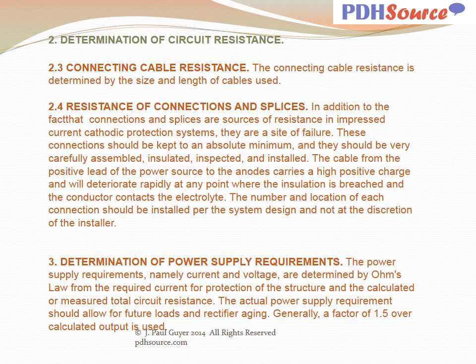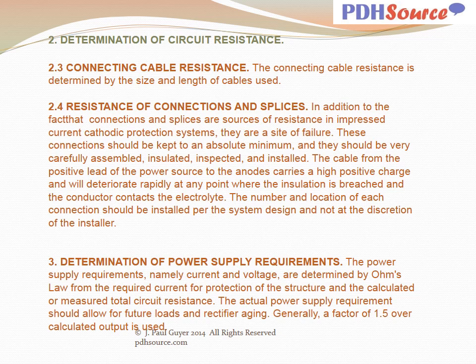The connecting cable resistance is determined by the size and length of cable used. In addition to the fact that connections and splices are sources of resistance in impressed current cathodic protection systems, they are a site of failure. These connections should be kept to an absolute minimum, and they should be very carefully assembled, insulated, inspected, and installed.